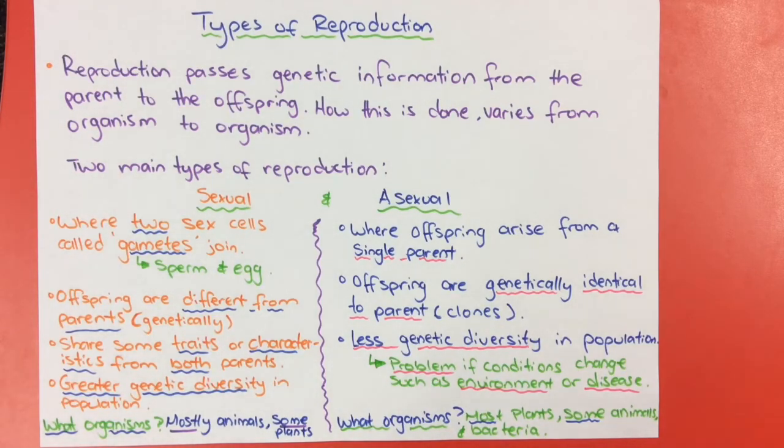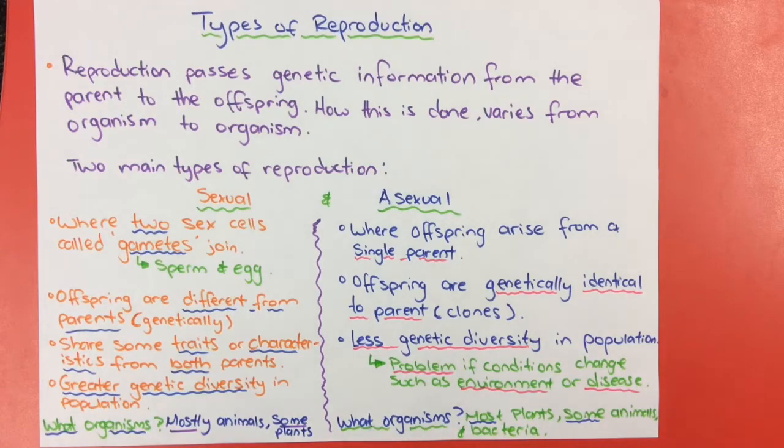A population just refers to a group of species of the same type. What organisms reproduce sexually? Most animals, so it's mostly animals, but some plants can do it. They have male and female flowers or male and female parts.